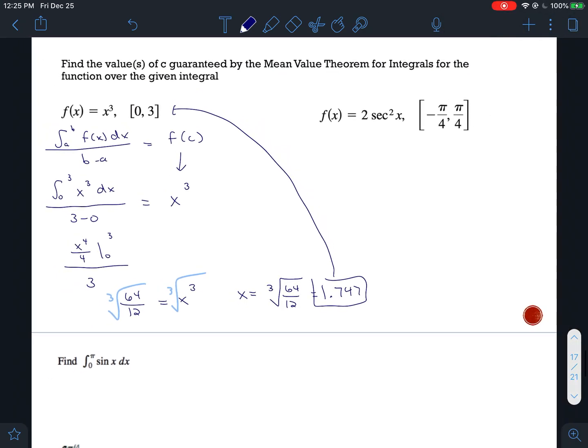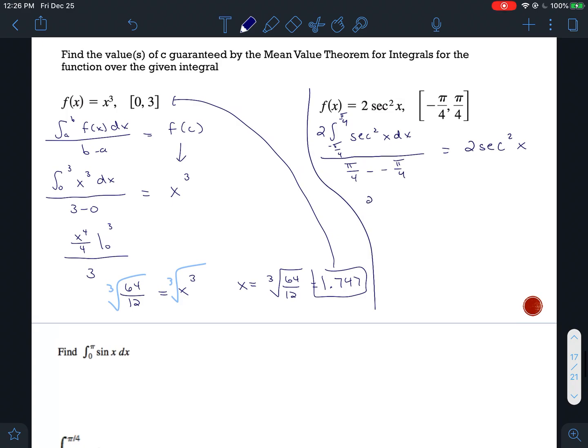So where does the average value of the function equal the instantaneous value of the function? It will at x equals 1.747. All right, let's look at another one. We have 2 secant squared x. We want to know when the average value would equal the instantaneous value between negative pi over 4 and pi over 4. So we would integrate between negative pi over 4 and pi over 4. I'm going to pull the 2 out, and then secant squared x dx, then all over the change in the value, so pi over 4 minus negative pi over 4. And we want that to equal the function, 2 secant squared x.